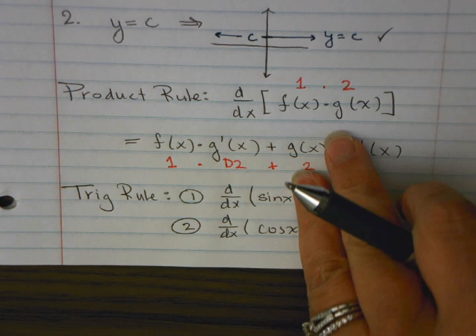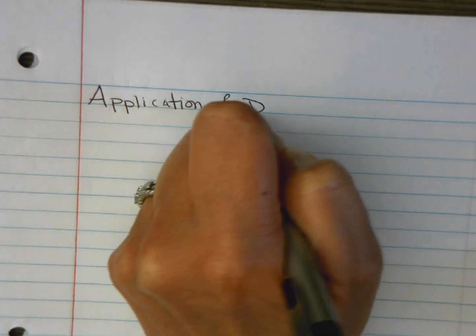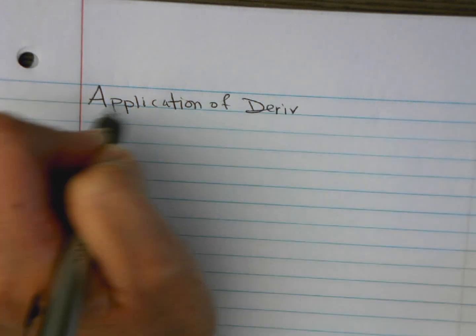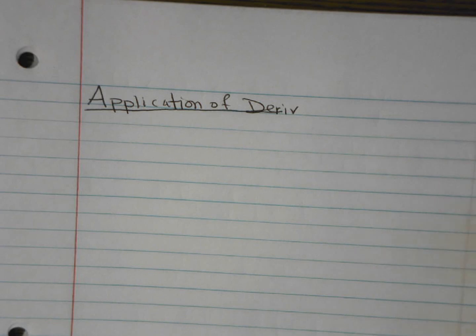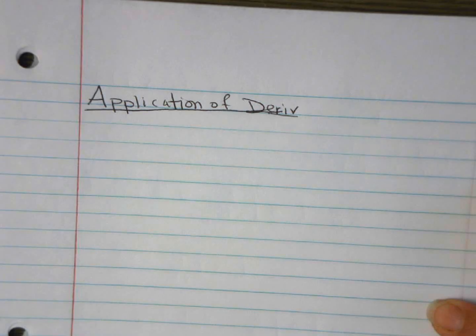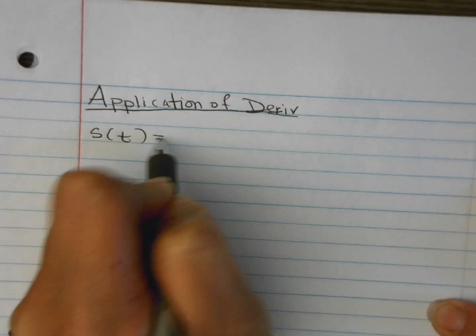And the last component, let's take a look at the last little bit. This isn't really rules so much as it is application. This is the application of derivatives, one of many, there are a lot of beautiful applications. Like, why would we ever use them? One of the main ones we study is velocity problems. Our standard notation is we're going to use S of t to be position.